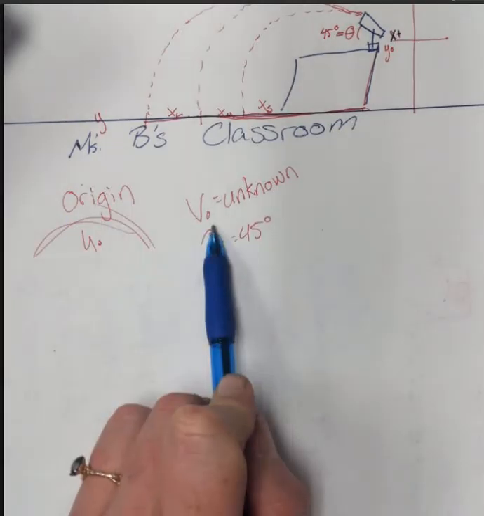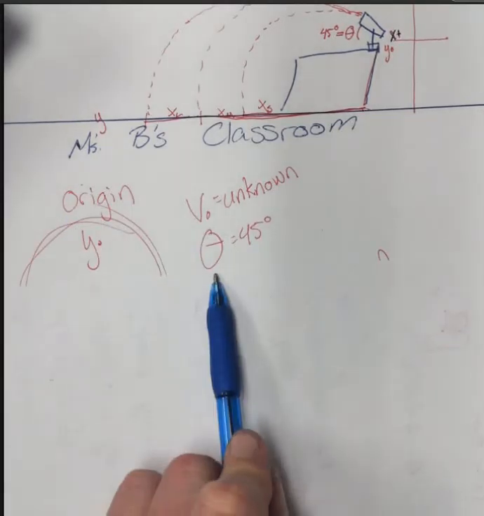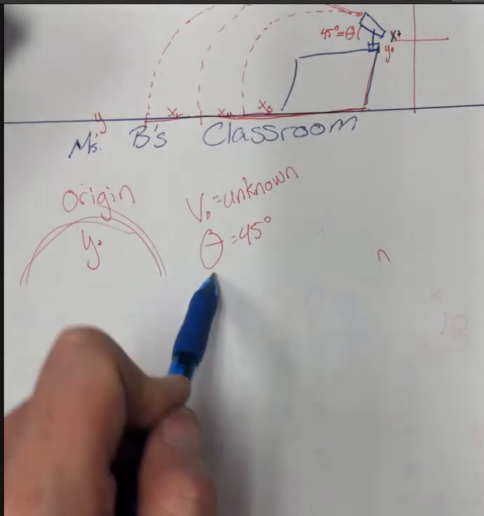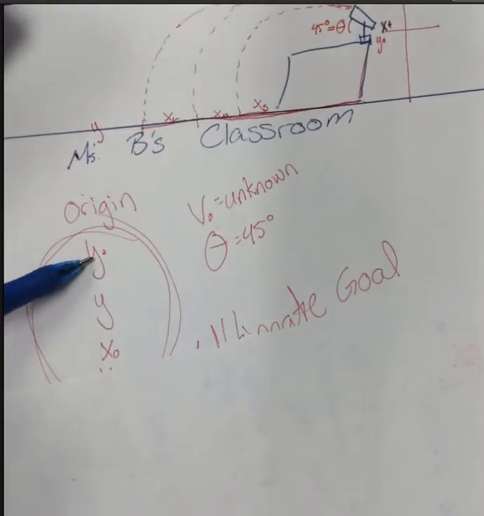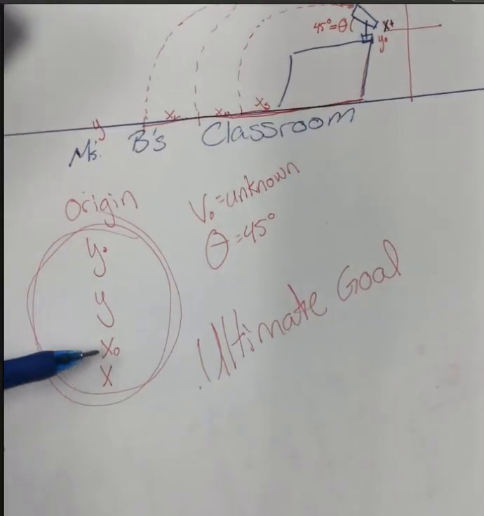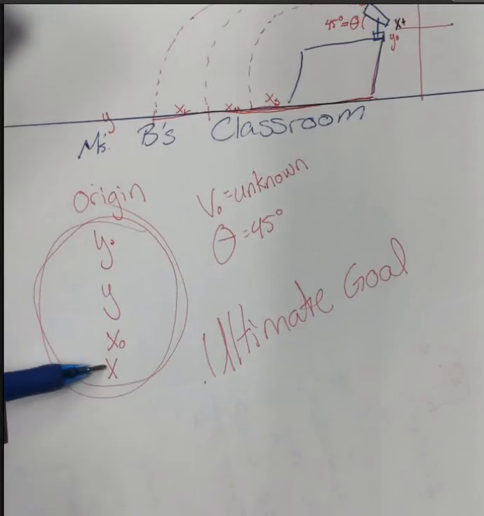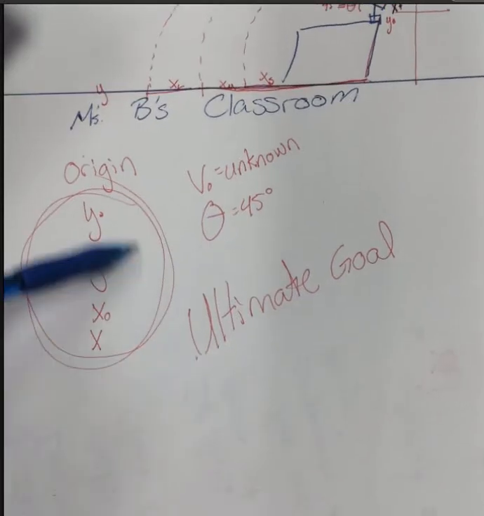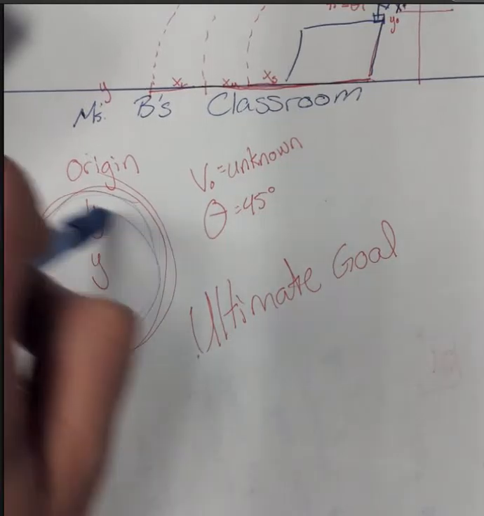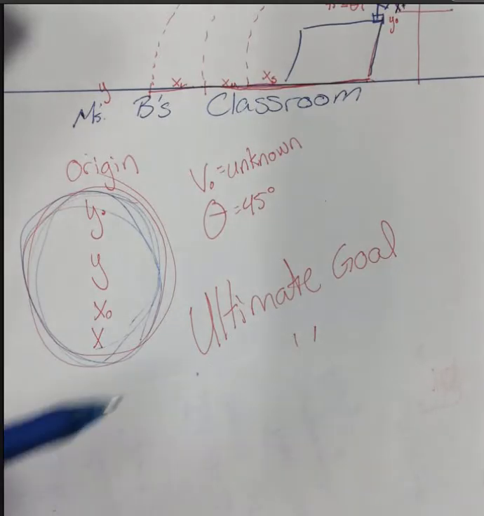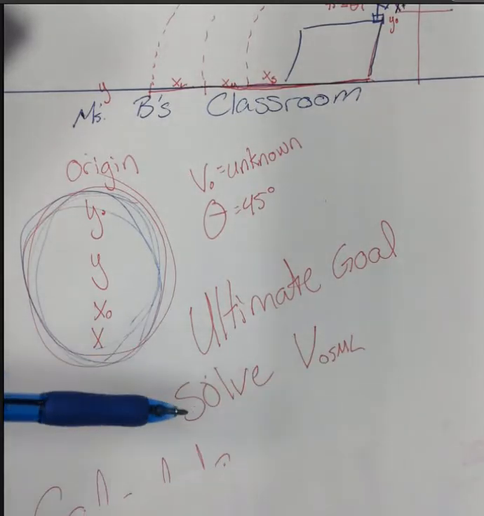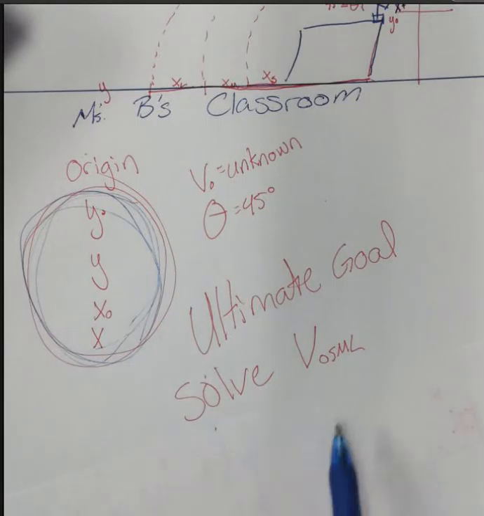You're going to have an unknown V0. Your initial angle is going to be 45 degrees, and you're going to have to collect the initial position, the final position, the initial position in the x direction, the final position in the x direction. And these values, and only these values, in the kinematic equations for the X and the Y plot, are going to allow you to accomplish your ultimate Tuesday goal, which is to solve for your initial velocity for either short, medium, or long range from the Binny gun.